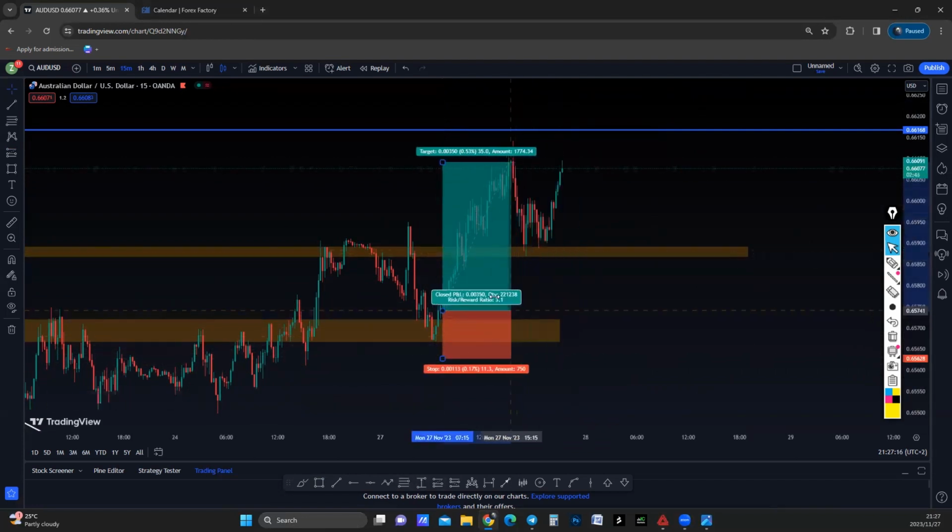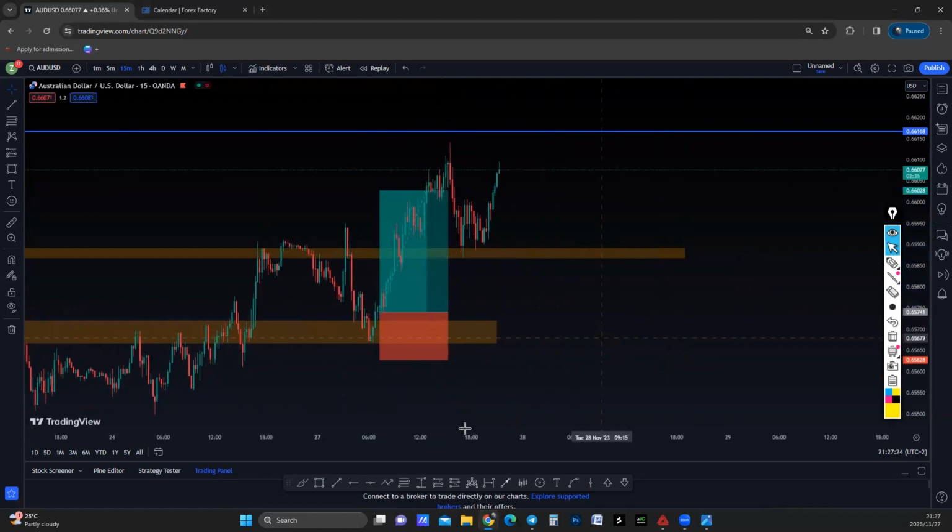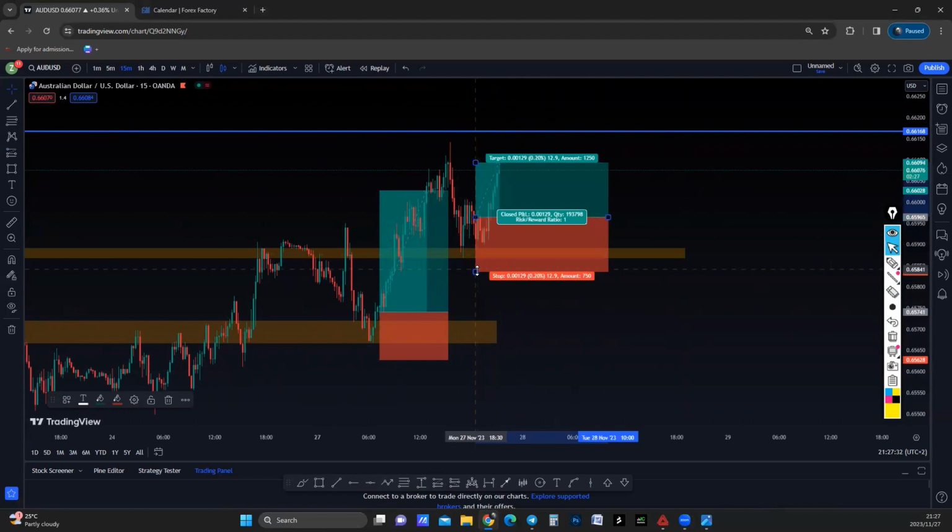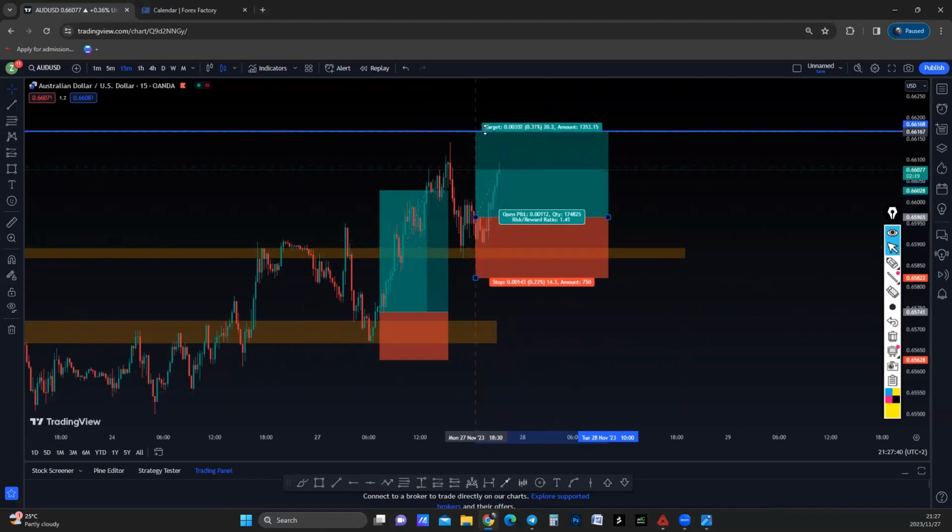But on this one, I think I took partial profits at 2.5 R. And then today I also got another buy. I think I got a buy here. Stop loss below. Then the market started rejecting, and now it's moving to the upside.